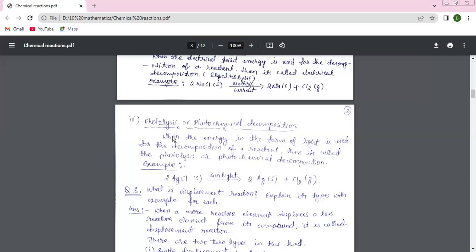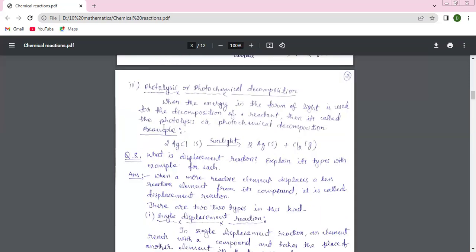The next type of decomposition process is photolysis or photochemical decomposition. Photo means light, lysis means breakdown. That is why the type of energy utilized for the decomposition of a reactant here is light energy, and hence it is called photolysis. When energy in the form of light is used for the decomposition of a reactant, it is called photolysis or photochemical decomposition.